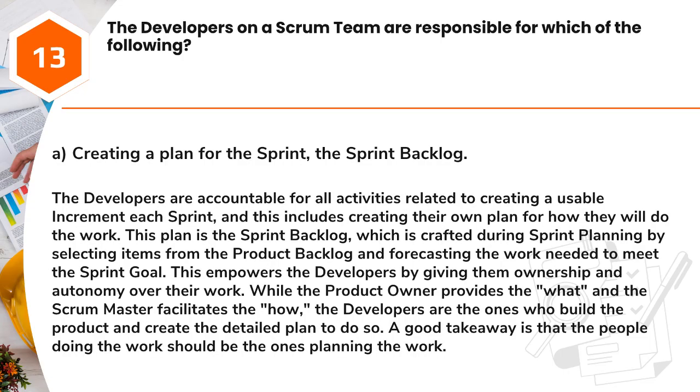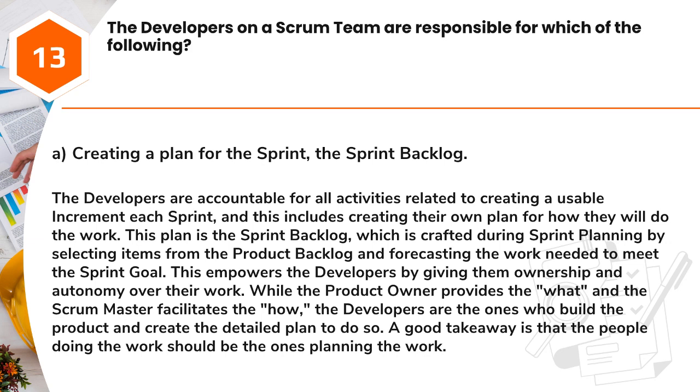Answer. E. Creating a plan for the sprint backlog. The developers are accountable for all activities related to creating a usable increment each sprint, and this includes creating their own plan for how they will do the work. This plan is the sprint backlog, which is crafted during sprint planning by selecting items from the product backlog and forecasting the work needed to meet the sprint goal.